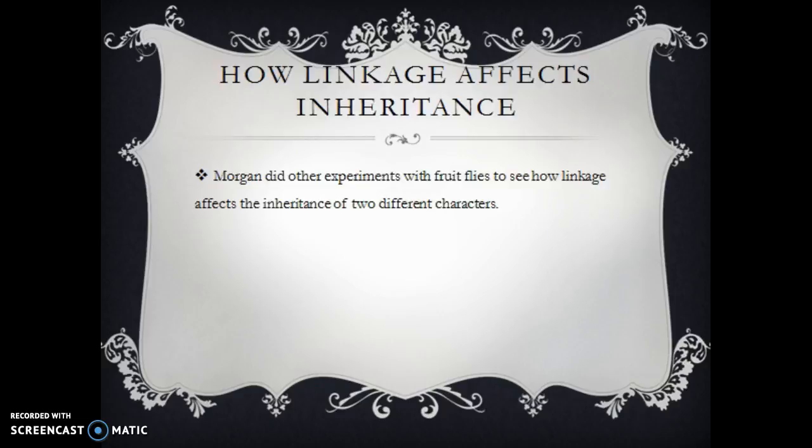So we're going to look at how linkage affects inheritance by revisiting Morgan and his experiment, and talk a little bit more about what he did. He looked further with flies to see how inheritance of two different characters could be linked together.